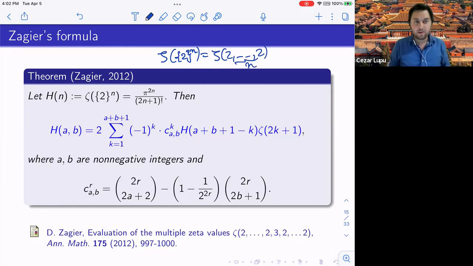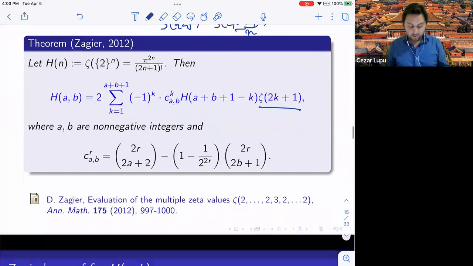So Zagier proved that HAB, this Hoffman family involving 2s and 3s, can be expressed in terms of this finite sum. As you can see here, I have this H of A plus B plus 1 minus K, but this will depend on the weight. Also, as you can see, I have the odd zeta values here. And of course, what Brown couldn't achieve using motivic arguments is to find the exact formula of the coefficients, which were found by Zagier in this paper.